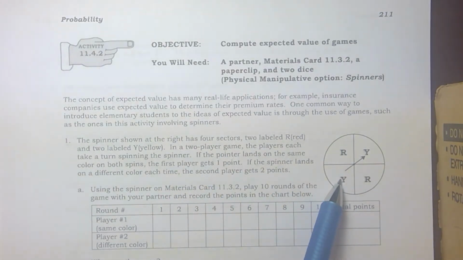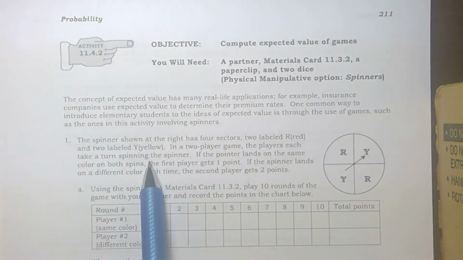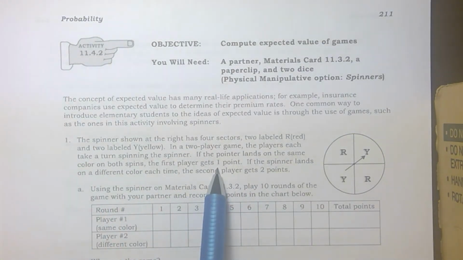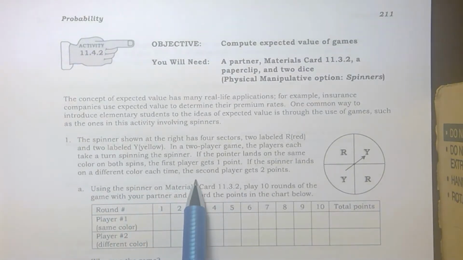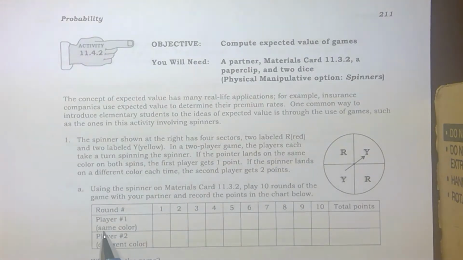You see that there are 4 sectors labeled red and yellow. In the 2-player game, players will take turns spinning the spinner. If the pointer lands on the same color on both spins, player 1 gets a point. If the spinner lands on different colors each time, however, the second player gets 2 points. So you're going to spin 2 times each round. Either they both land on yellow or both land on red and player 1 gets a point, or they land on different colors and player 2 gets 2 points that round. So player 1 gets 1 point if it goes their way. Player 2 gets 2 points if it goes their way every single round.